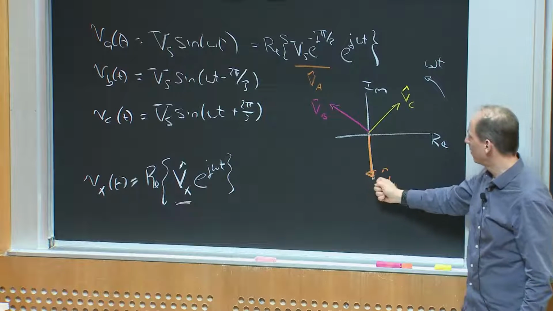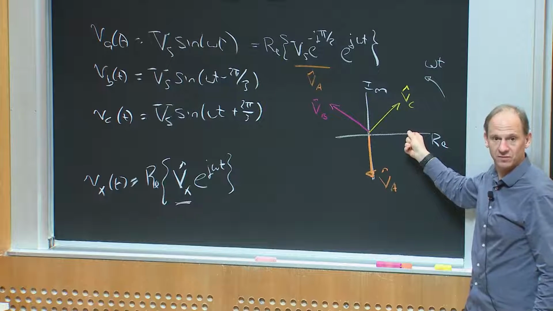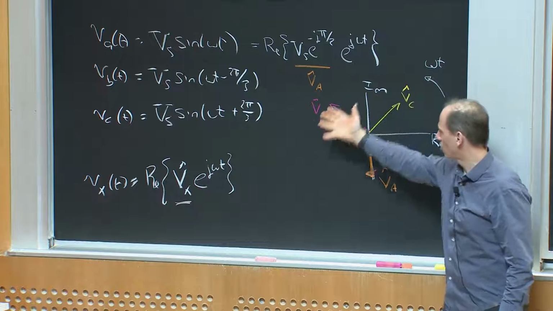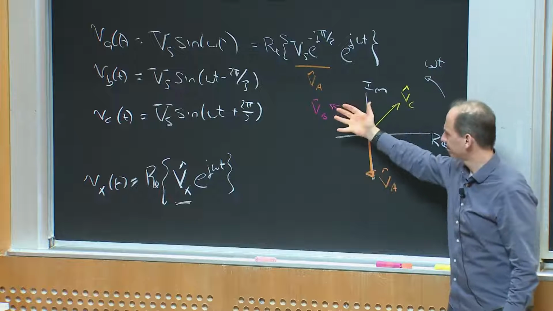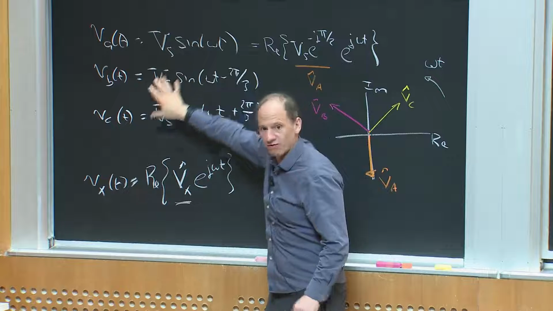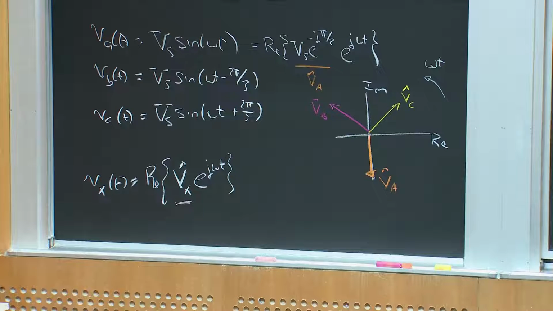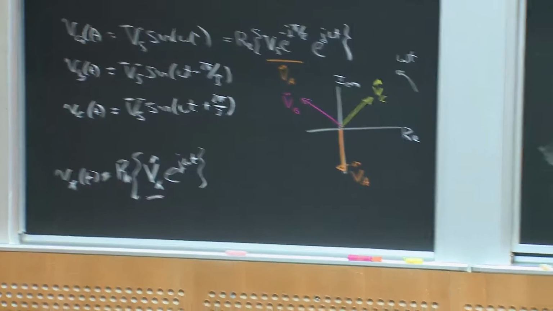If I waited until omega t equals 90, it would rotate up and it would have a value Vs. Okay? So we often express our time domain waveforms as a set of phasors. Okay? Any questions about that?